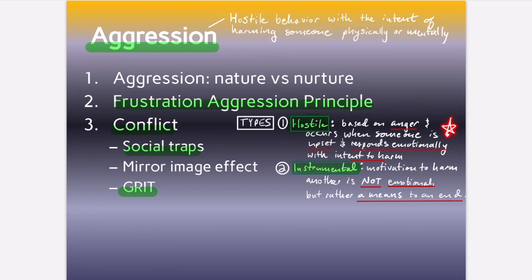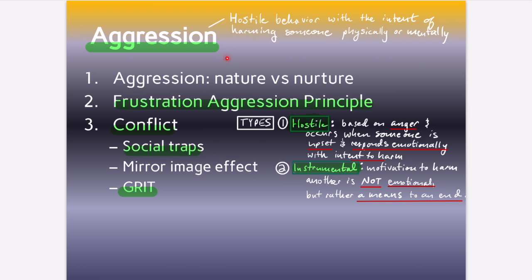Hostile aggression is based on anger. That's the type of aggression that occurs when someone is upset and they are responding emotionally with the intent to harm. So that's type 1 of aggression. Type 2 of aggression is instrumental. The motivation to harm another is not based on emotion, but instead it's a means to an end. So being aggressive towards somebody because you can get something out of it versus being aggressive towards somebody because you're genuinely emotionally distressed.